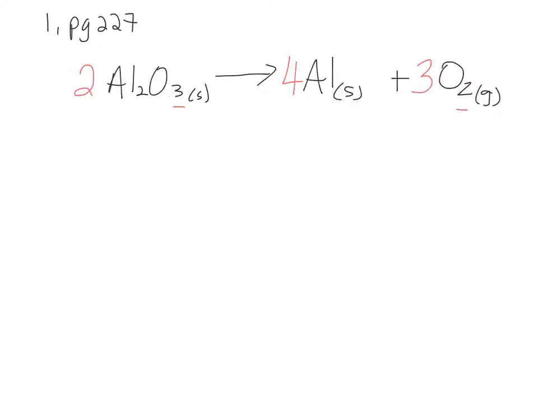So, underneath your chemical equation, write in what you do know. We know the mass of aluminum oxide that we start with. It's 125 grams. We know the molar mass because we can calculate it. It's 101.96 grams per mole.